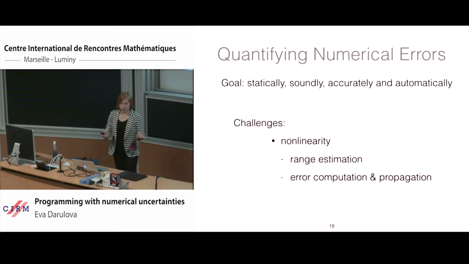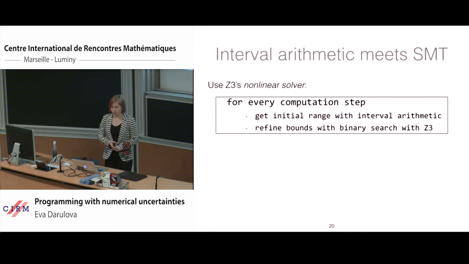So essentially the problem here is nonlinearity, and it's a problem for the range estimation, but also then for the propagation of the errors. So our solution was seemingly quite simple. We're combining interval arithmetic with an SMT solver. We first compute the ranges for each intermediate expression, again first with interval arithmetic. This will give us a coarse estimate. And then we'll use the SMT solver to do a binary search and narrow down the range.